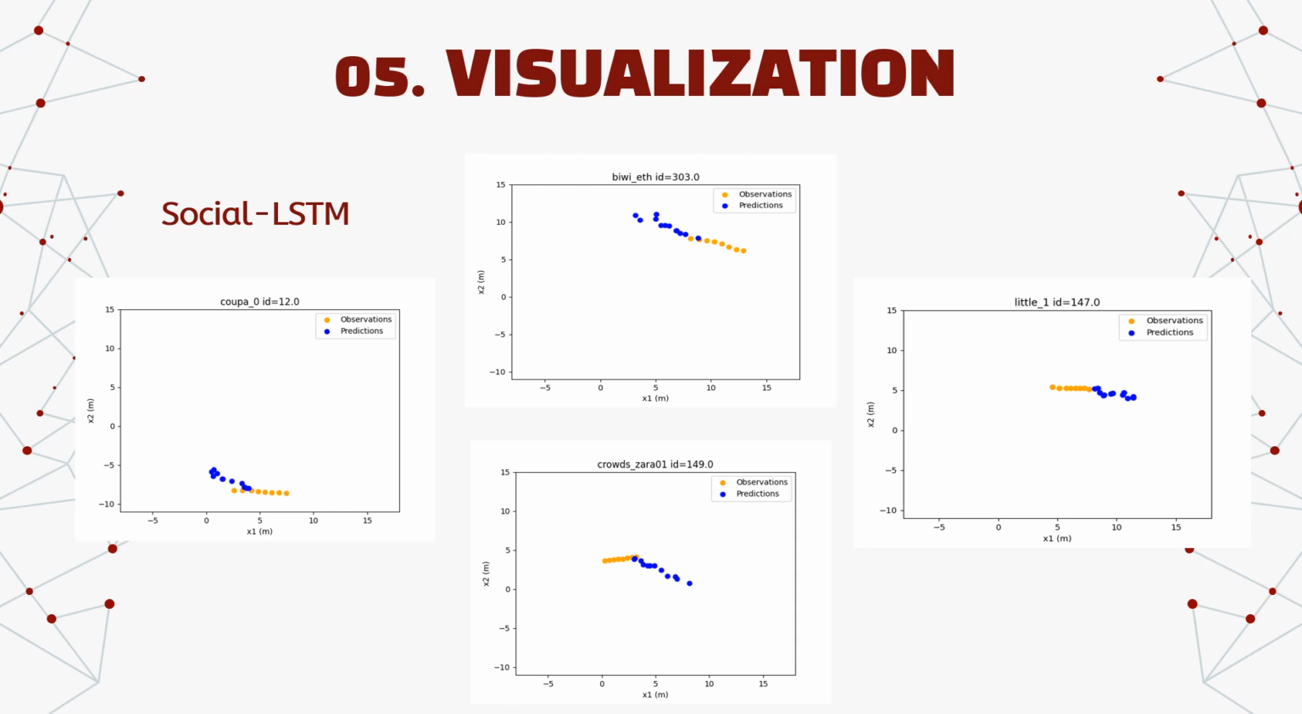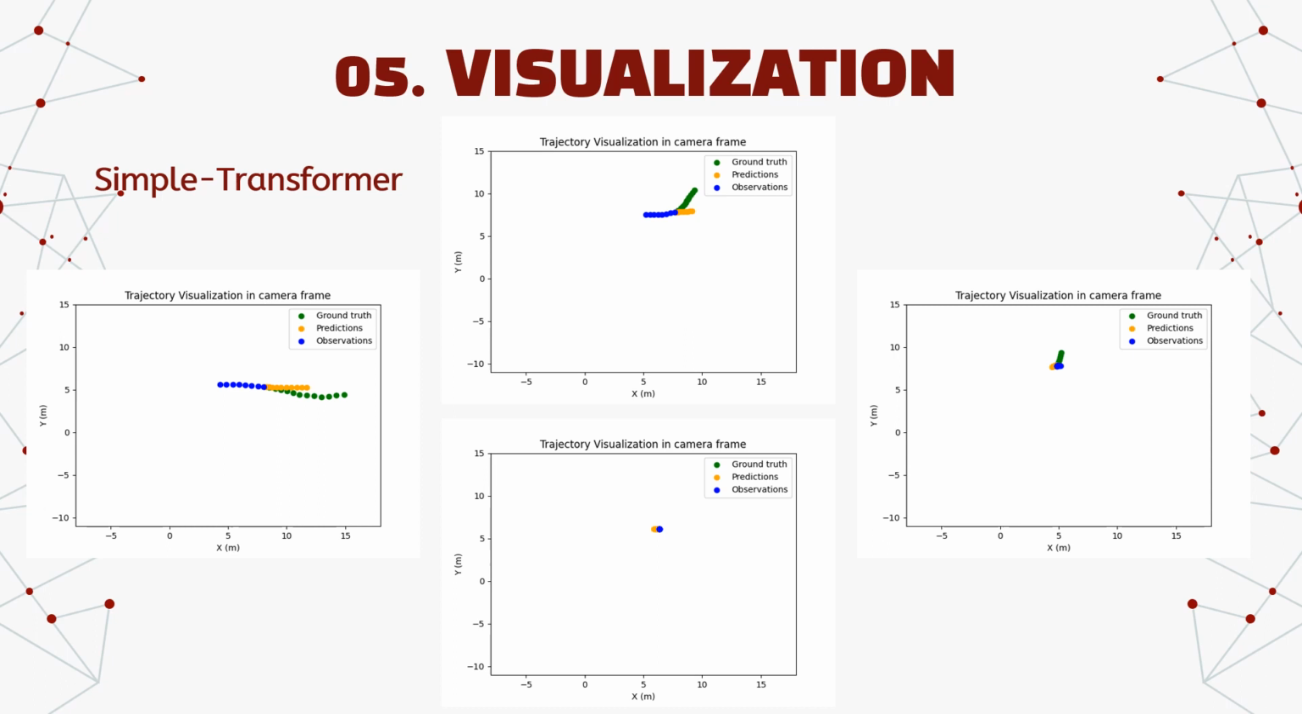Following are the visualization results for the social LSTM based architecture. As we can see in these graphs, social LSTM is able to predict pretty well what the future trajectory can be with respect to the environment, where we take into account agent-to-agent interaction between the predicted agent as well as agents around it. This slide shows the visualization results for simple transformer.